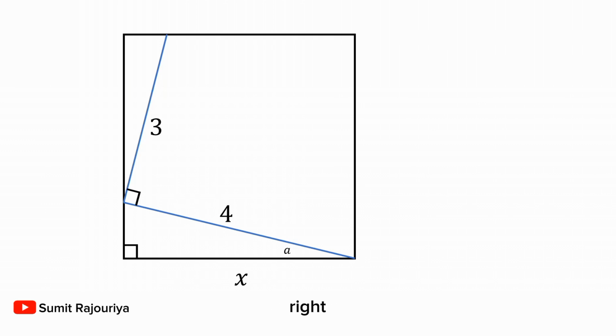Here we have a right angle because we have a square. Therefore, the remaining angle in this square will be 90 degrees minus A. Now, let's calculate this angle here. We need it to be 180 degrees minus the other two angles along this straight line.